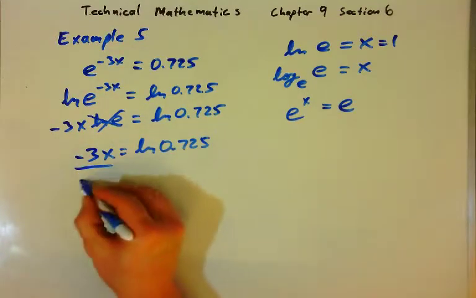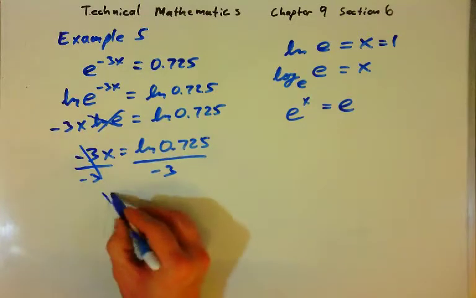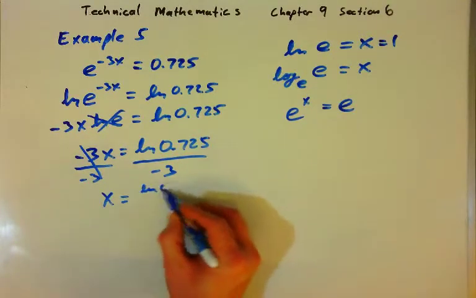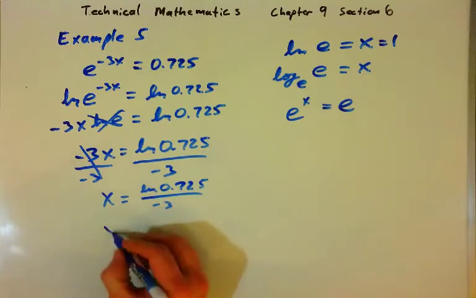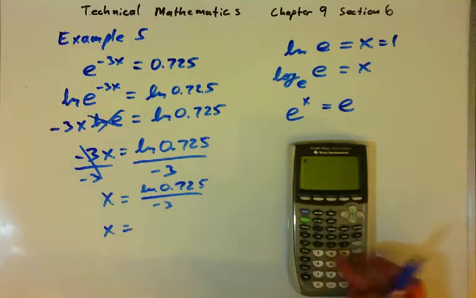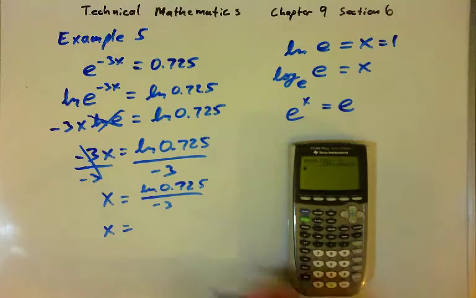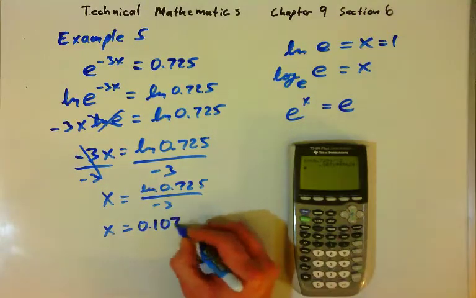And now I can solve for x by dividing both sides by negative 3. Negative 3 cancels. We get x is equal to the natural log of 0.725 divided by negative 3. And so now we can work that out in our calculator. We'll take the natural log of 0.725, close parentheses, divided by negative 3 equals, and we get 0.107.